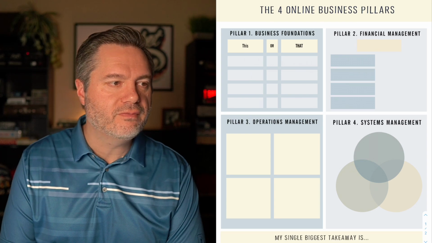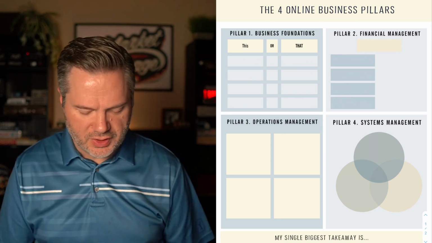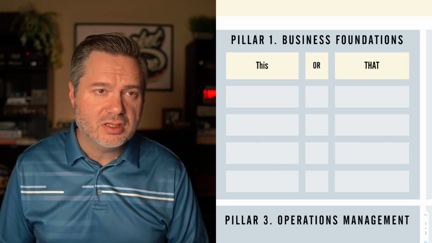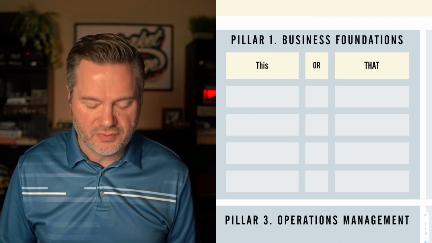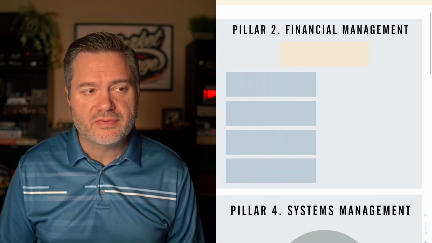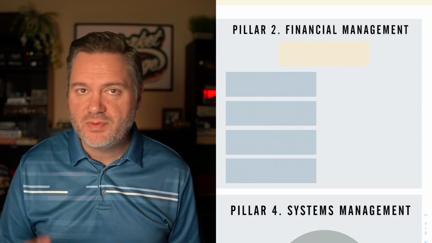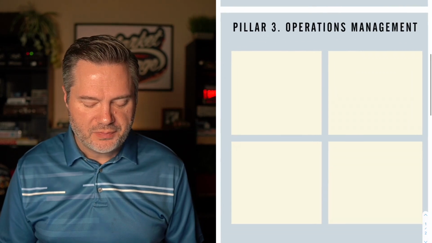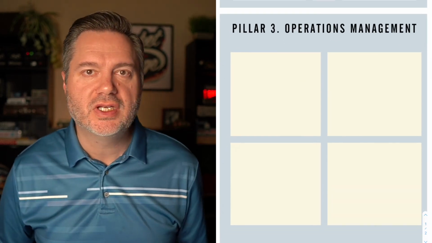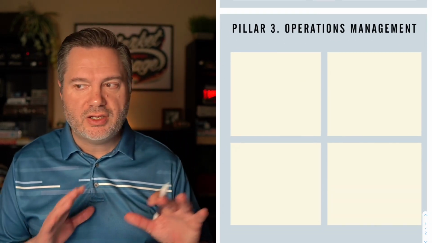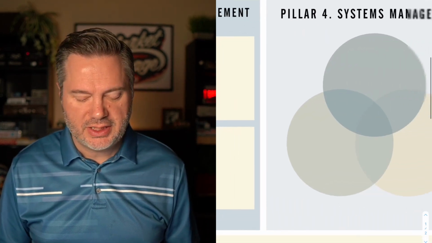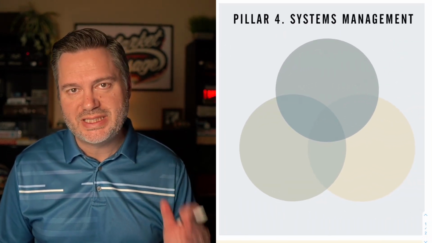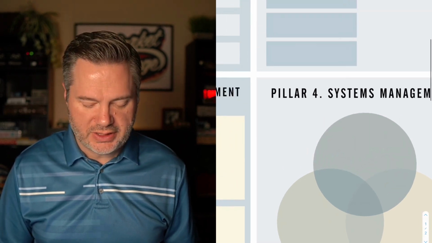So what are the 4 pillars? Well, pillar 1 is what I call business foundations. We're going to spend a little bit more time on this one in this video. Pillar 2 is on financial management. We've got an entire deep dive video and worksheet on that. Pillar 3 is on operations management. So how do you organize your business on the back end? And then finally, pillar 4 is systems management. There's 3 key systems that you need to have.